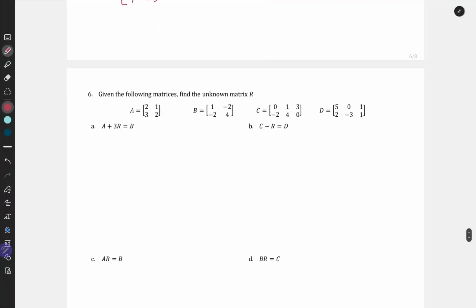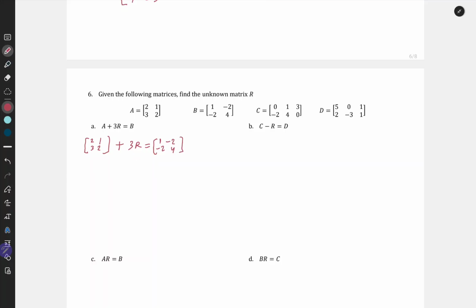Let's do one of these. This one is basically telling us how to find unknown matrices. So like a variable. So in this case we have 3r. So we need to set this up. So our A is this thing. 2, 1, 3, 2. Plus 3r equals B, which is what? 1, 2, negative 2, 4.